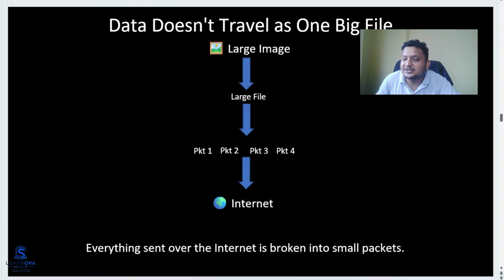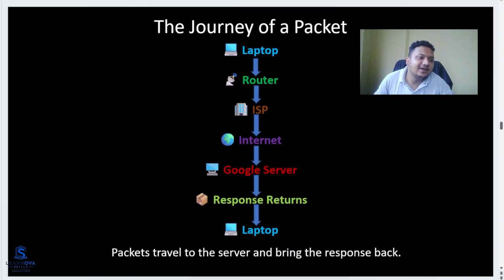Let's follow one of these packets' journey. Imagine our laptop wants to communicate with a Google server. The packet leaves the laptop. It reaches the router. The router forwards it towards the ISP. From there it travels through the internet. Eventually it reaches the destination server. Then the response travels back towards our laptop. So the important point is that packets travel from the client towards the server, and response data travels back towards the client.